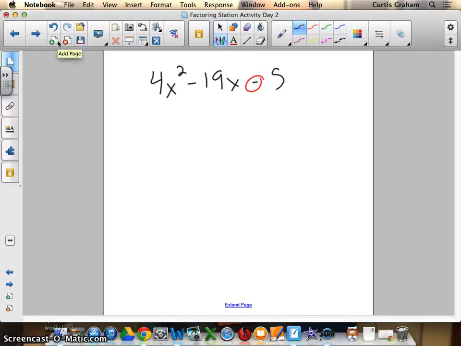So here's how the AC method works. A is my first term, C is my last term. So I'm going to multiply those two together. 4 times 5 is 20. Now I'm going to break that apart into what are the factors of 20. 1 and 20, 2 and 10, 4 and 5. Which one of these through subtraction will give me 19?